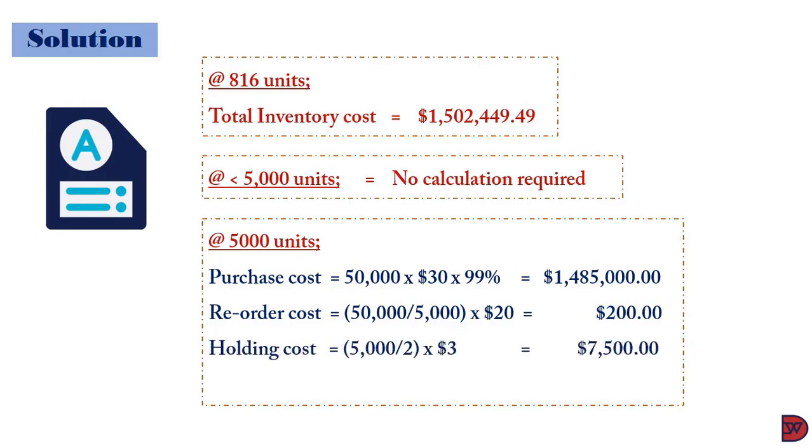The holding cost will be the average inventory, which is the units per order of 5,000 divided by 2, multiplied by the holding cost per unit, which is 10% of the purchase cost, that is 10% of the $3. That will give $7,500. So the total inventory cost at 5,000 units will lead to $1,492,700. So we realize that 5,000 units comes with a lower total inventory cost. So we choose this over the 816 units.